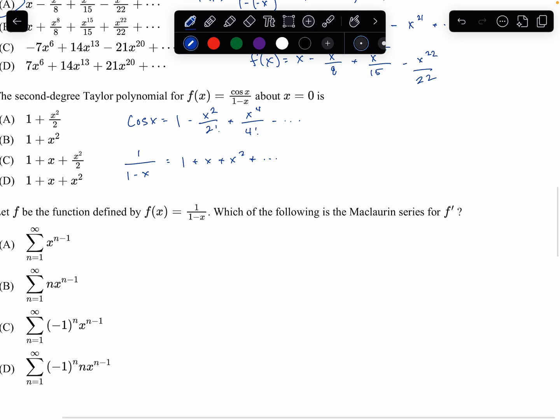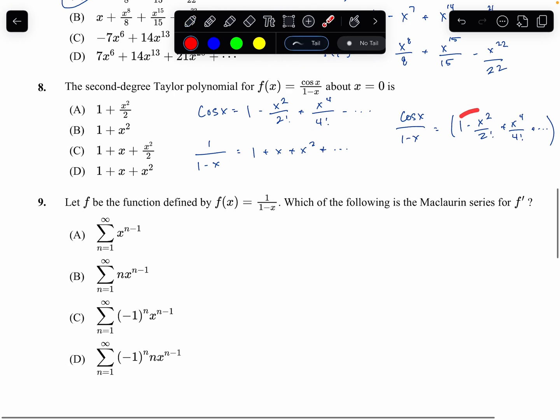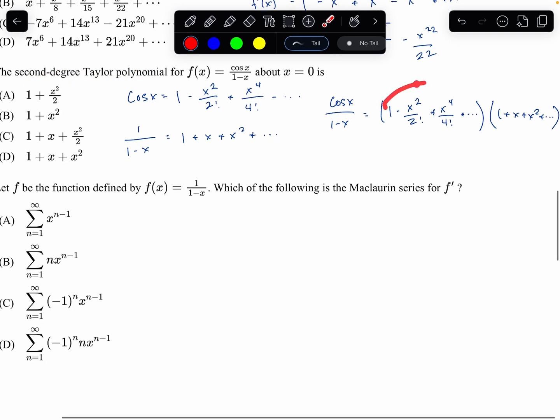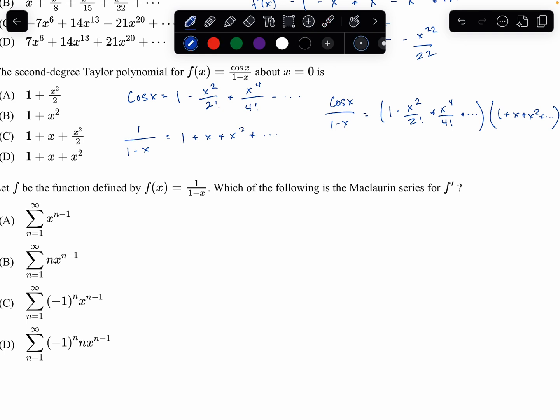So if I want cosine of x over 1 minus x, that's going to be equal to 1 minus x squared over 2 factorial plus x to the fourth over 4 factorial plus, times 1 plus x plus x squared plus. So we're going to have to FOIL. Now we only want a second degree polynomial, so we just have to keep that in mind. I don't have to go on forever. So 1 times 1 is going to be equal to 1. 1 times x is going to be equal to x. 1 times x squared is going to be equal to x squared.